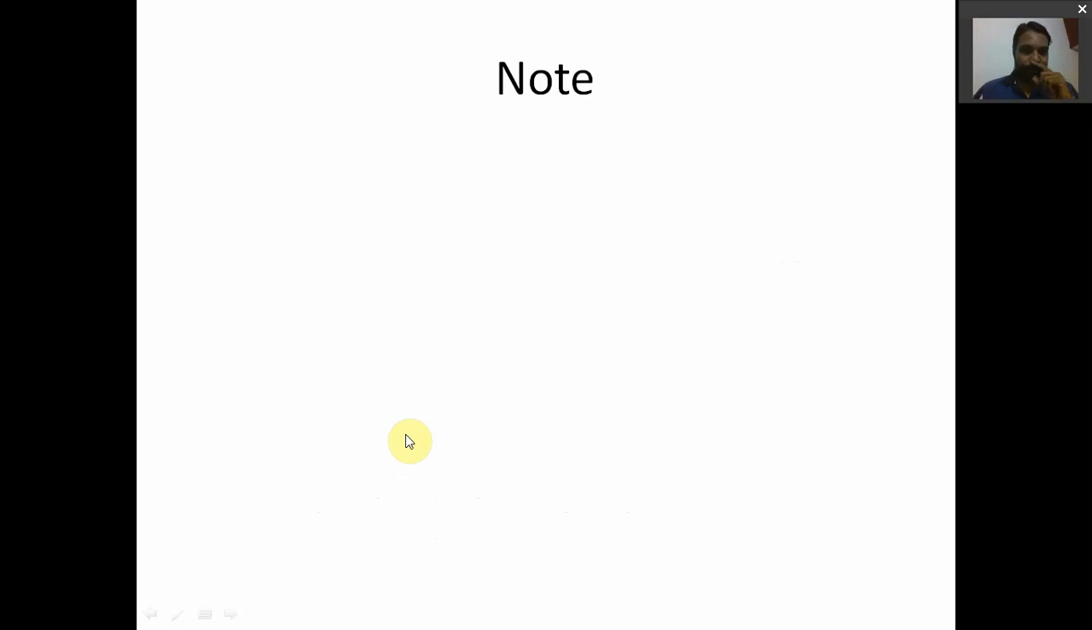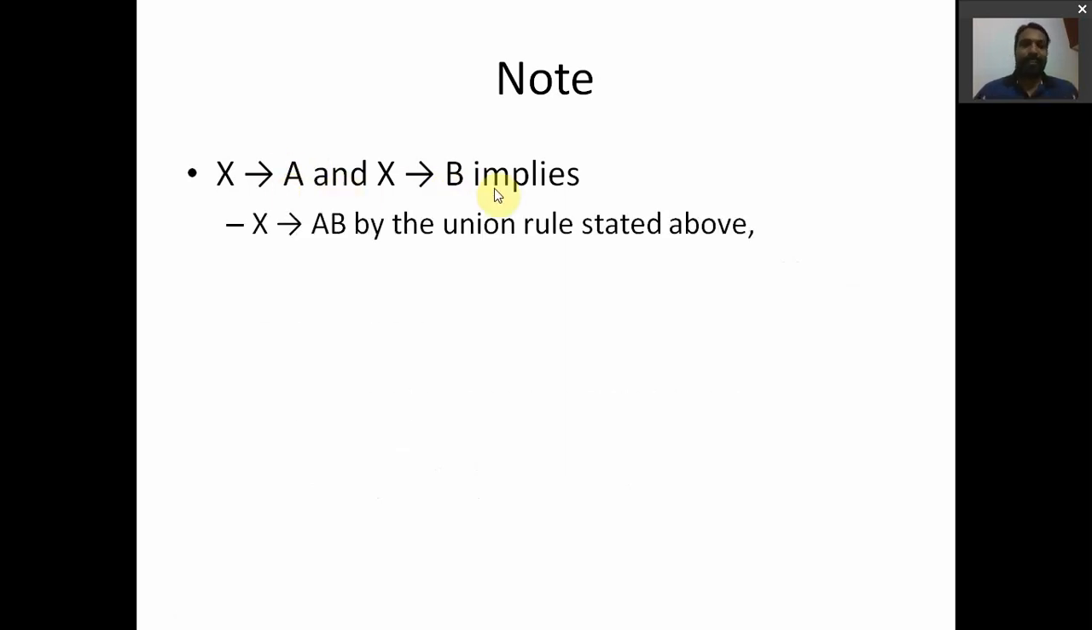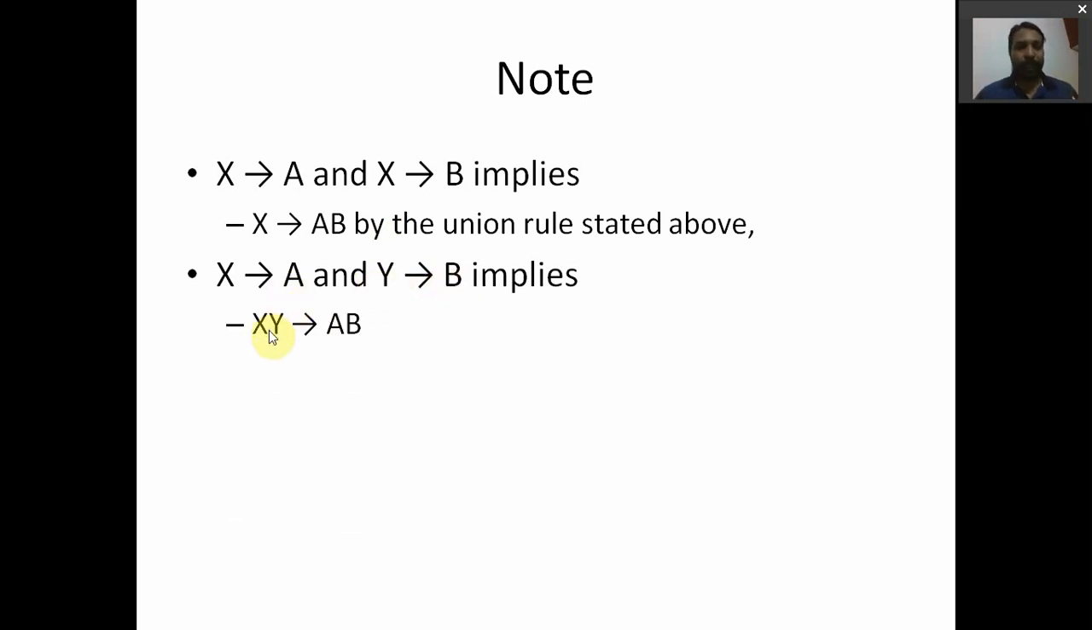We have to note a few things. If there is a functional dependency X to A and X to B, this implies X to AB by the union rule. We have already seen this rule. Also, X to A and Y to B, where X and Y are different, implies we can do this union operation, XY to AB. So this functional dependency also holds.